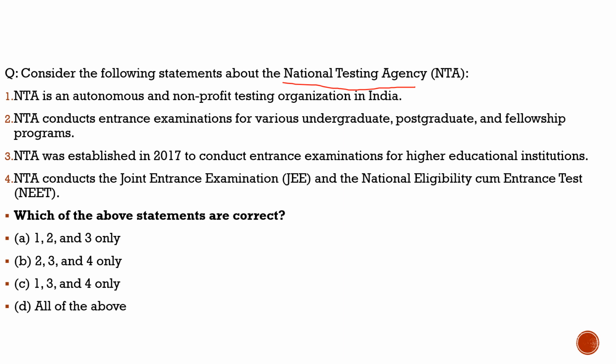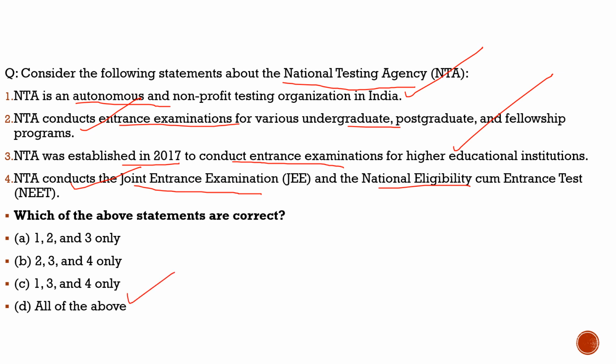First statement, NTA is an autonomous and non-profit testing organization in India. 100% correct. NTA conducts entrance examinations for various undergraduate, postgraduate and fellowship programs. 100% correct, nothing wrong with this statement. NTA was established in 2017 to conduct entrance exams for higher educational institutions. 100% correct. Fourth, NTA conducts the Joint Entrance Exam JEE and the National Eligibility cum Entrance Test NEET. 100% correct. So with respect to this question, all four statements are correct. This is more than enough for you about the NTA, and by discussing the context we also got why it was in the news.